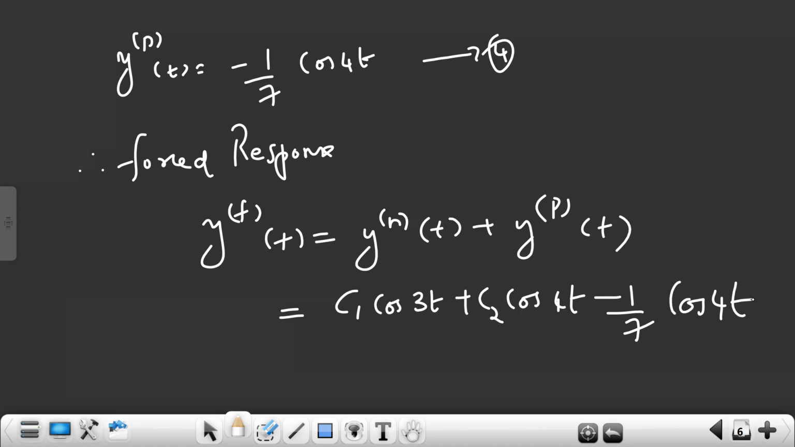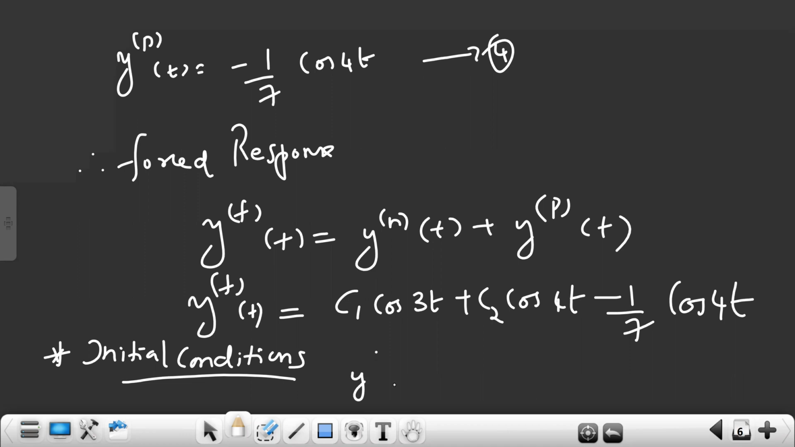Now you need to find the value of C1 and C2. So how will you find the value of C1 and C2? We need to apply the initial conditions. This is a forced response, so initial conditions will be assumed as 0. So apply the initial conditions. Yf of 0 will be equal to 0 only, which is equal to C1 cos 3t plus C2 cos 4t minus 1 by 7 cos 4t.